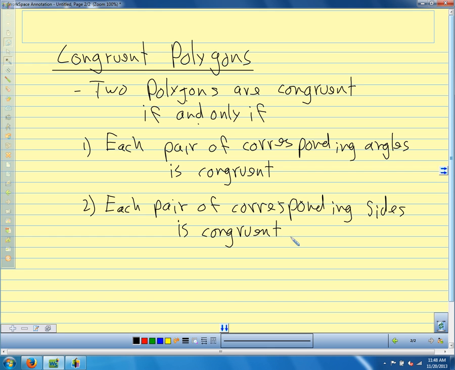And that's how we tell if two polygons are congruent. We match up the corresponding sides, the big side to the big side, the small side to the small side, medium side to medium side, etc., depending on how many sides they have. And if each pair that we match up is congruent, then our polygons are congruent. So that's how we tell that they're the same size and the same shape. Match them up, and each piece has to be congruent.